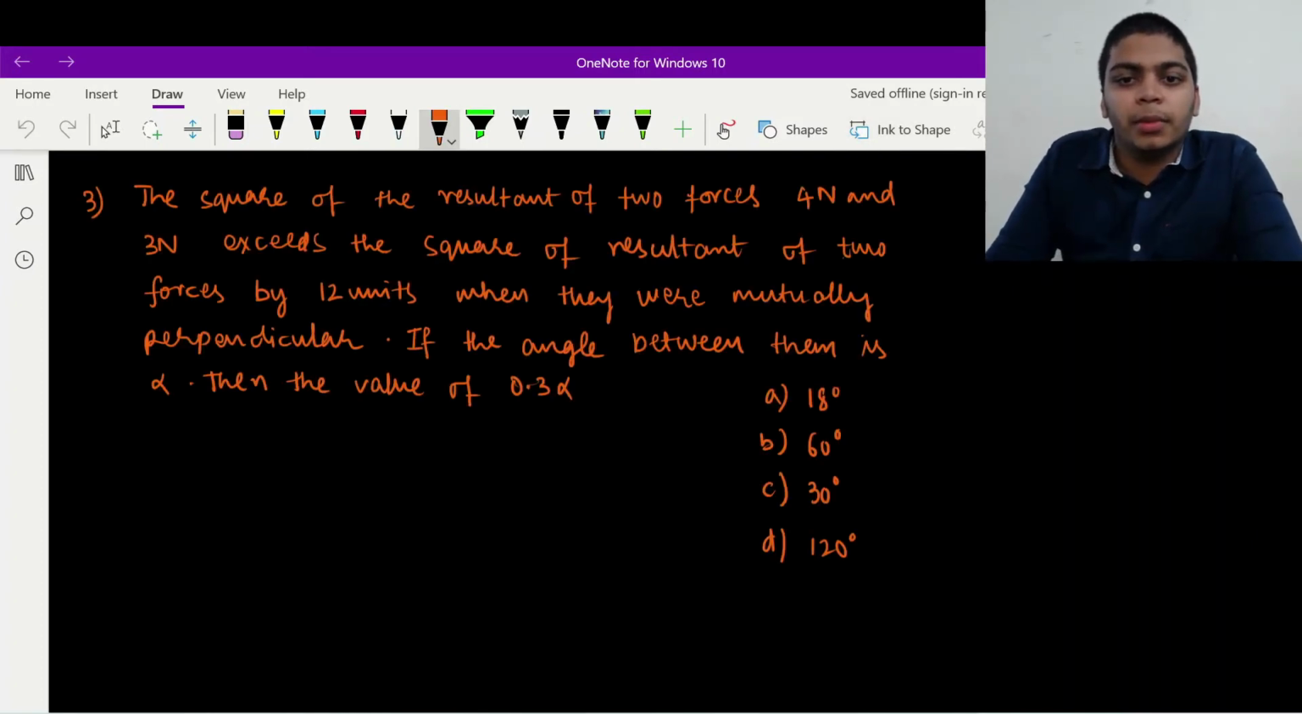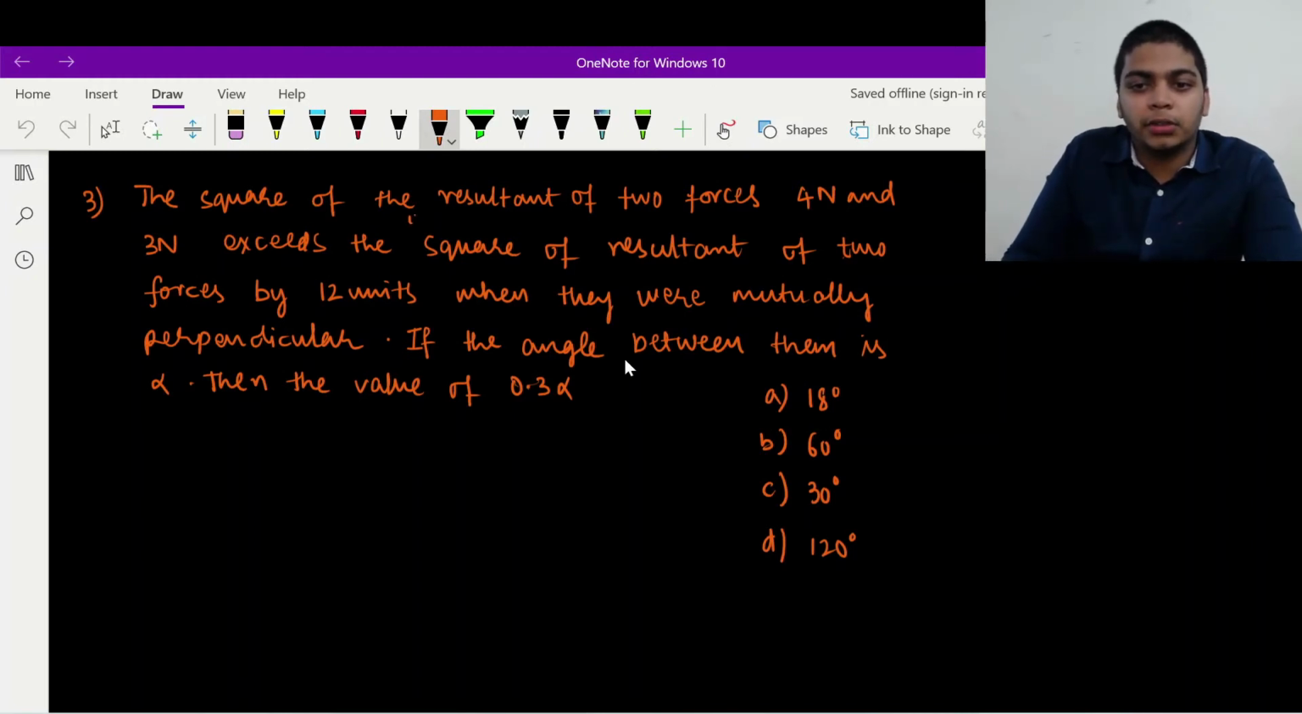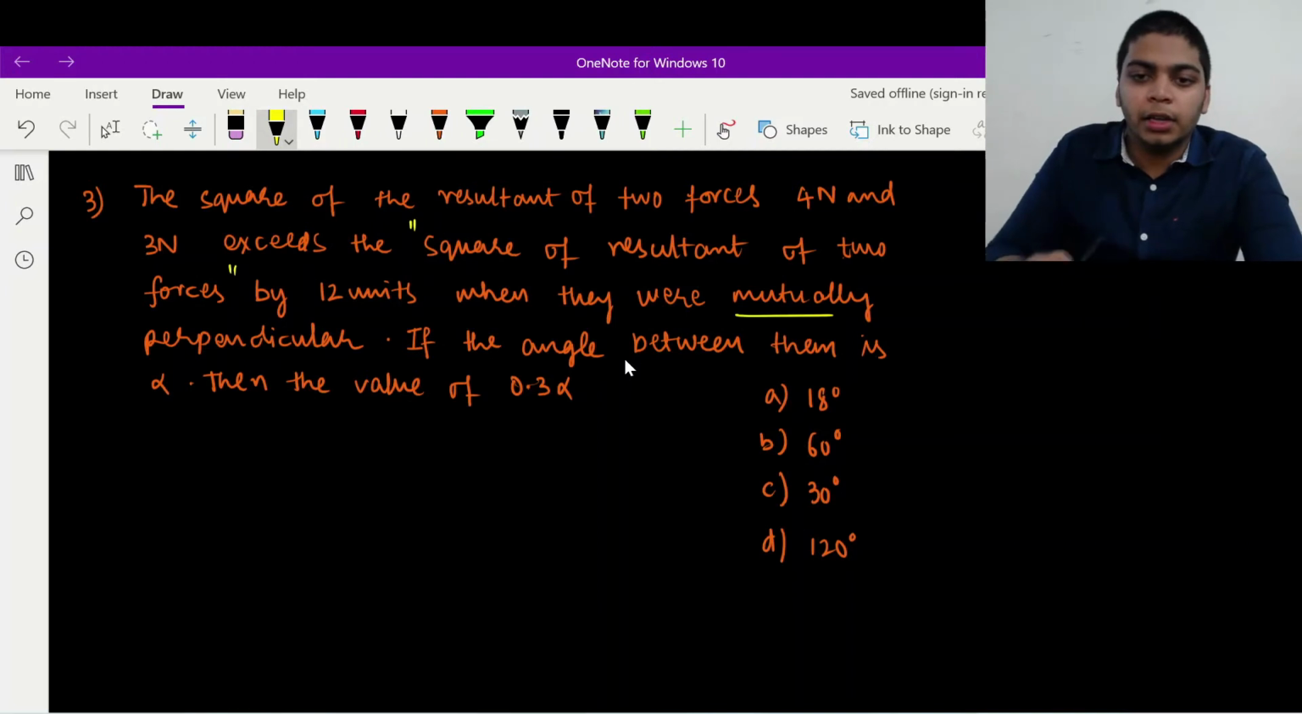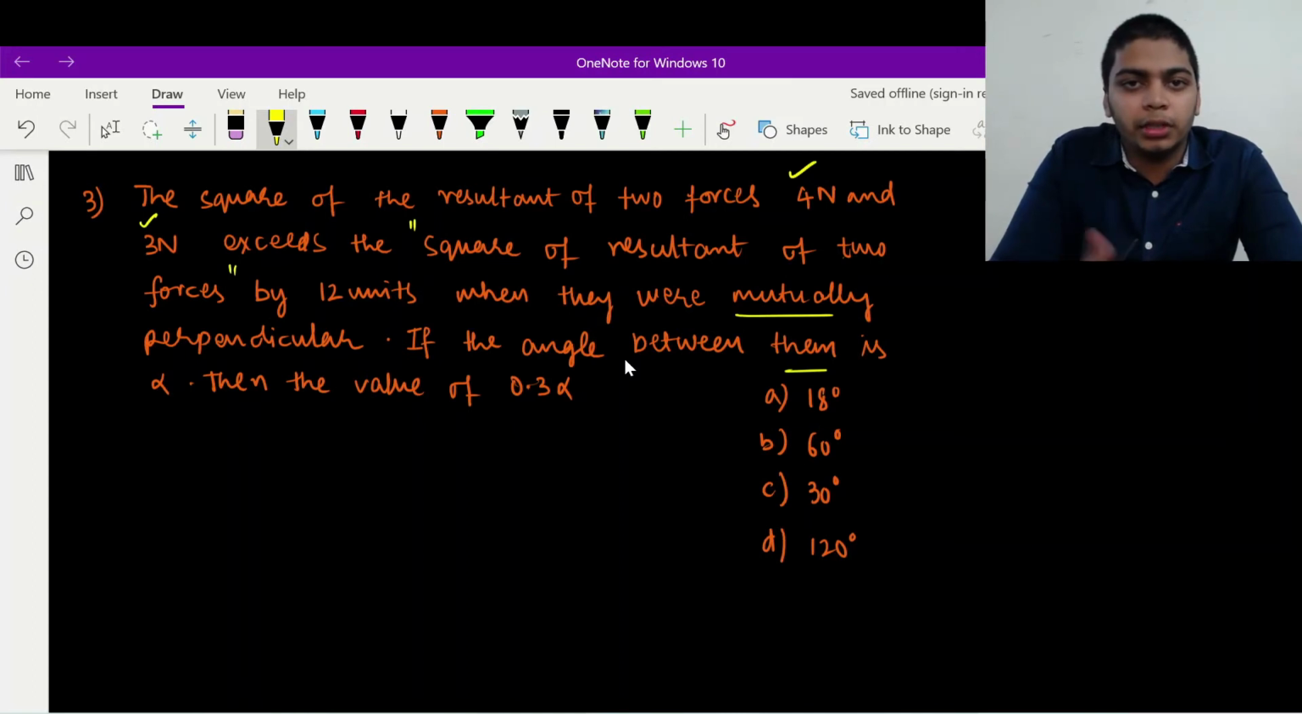So the next question we come across is: the square of the resultant of two forces, 4 newtons and 3 newtons, exceeds the square of the resultant of these two forces by 12 units, when these are mutually perpendicular. Try to sort out which angle corresponds to which vectors. If the angle between 4 newtons and 3 newtons is alpha, then find the value of 0.3 times alpha.